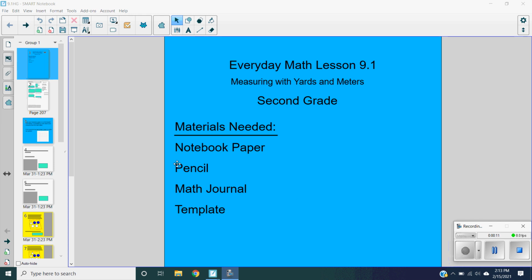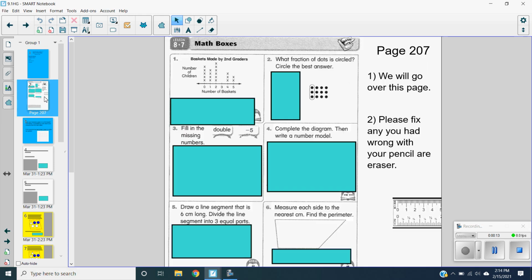Let's get started. The first thing that we're going to do is go over our math boxes from the previous lesson. So if you can open up your math journal to page 207. If you're noticing that you have any mistakes, please fix those with your pencil and eraser.